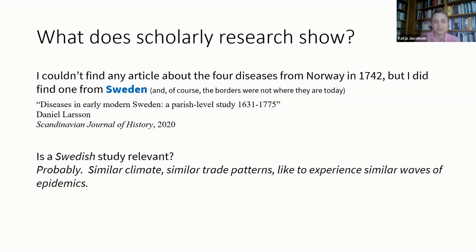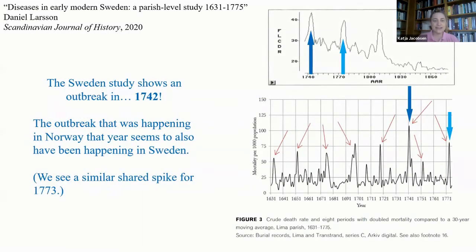this part of Sweden. So looking at that, the Sweden study shows a big outbreak in 1742, just like we had seen looking at the study from Norway. And so that first peak is from 1742, and that second peak is from 1772. So those three peaks that you see in the graph at the top right match the three peaks in mortality that we saw in the Norway demographic study. So that gives me some sense that I can assume that this has relevance.